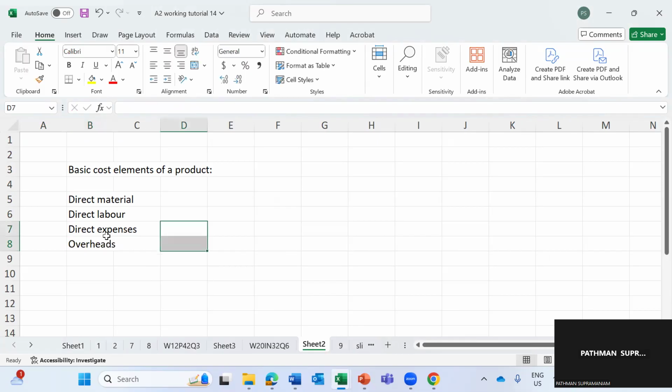So I'm going in line with this, okay? But usually this chapter does not talk about direct expense. So mainly we're going to be looking at direct material variance, direct labor variance, and overhead variance. So I'll start off with direct material variance.